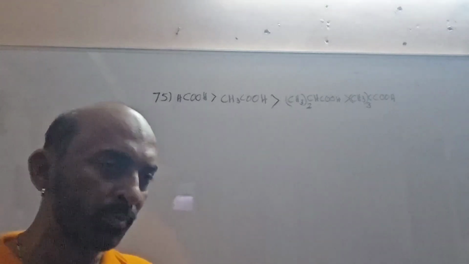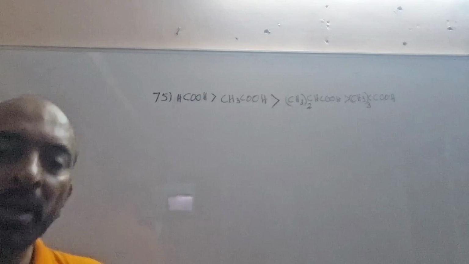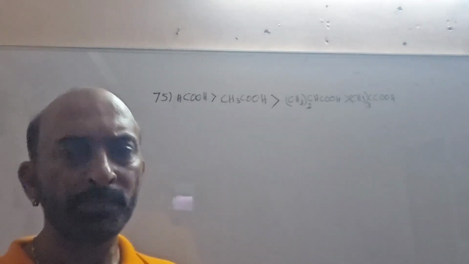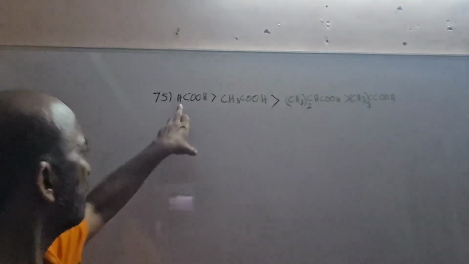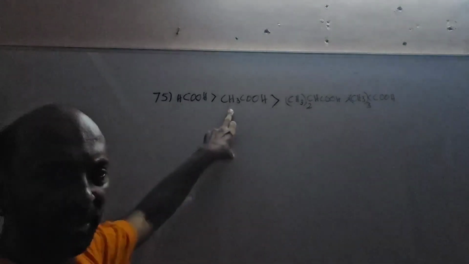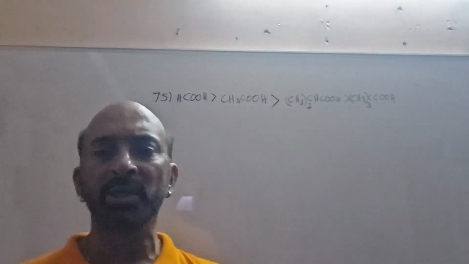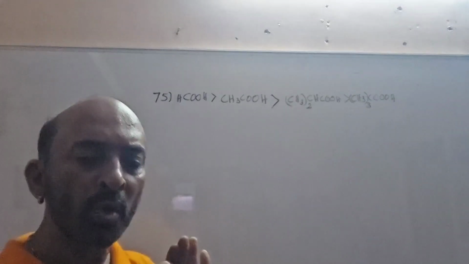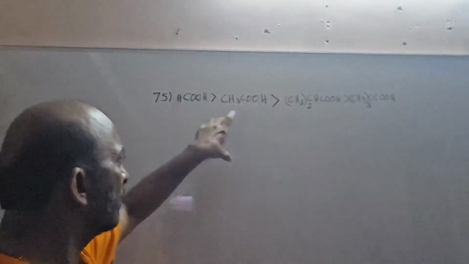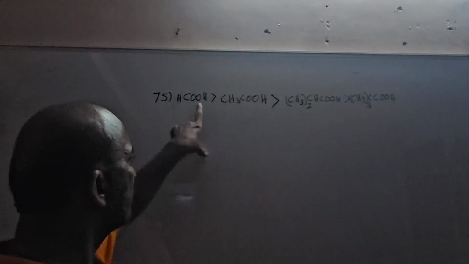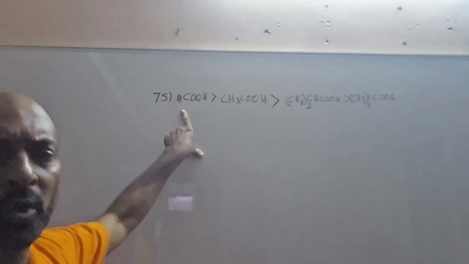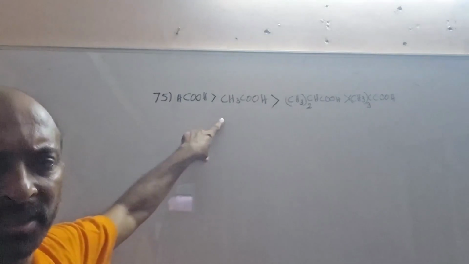Electron pushing groups are called plus inductive groups. We know that alkyl groups are generally electron pushing groups. The methyl group is a plus I group. When HCOOH changes to CH3COOH, H is replaced by a CH3 group, which is more electron pushing than H. So the tendency of acetic acid to ionize will be less than that of formic acid. Naturally, formic acid will be more acidic than acetic acid.